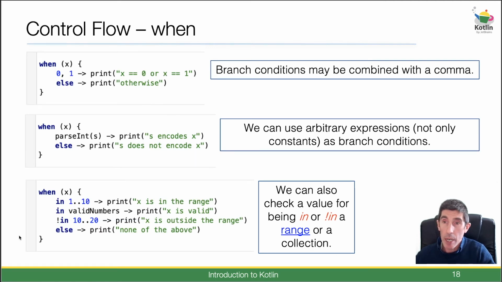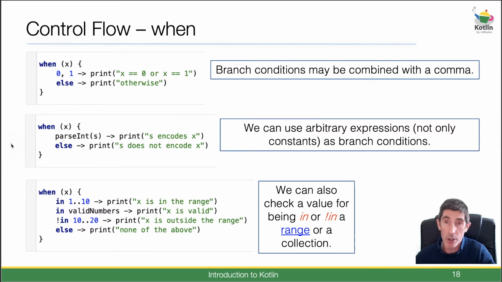Just to look at some more examples. In this first one, branch conditions may be combined with a comma. In the last couple of slides, we saw a particular range. In this example, we're looking for specific values. So we can say 0, 1, 2, 3, whatever it might be, if it happens to match any of those numbers. Or we can have our else clause within that.